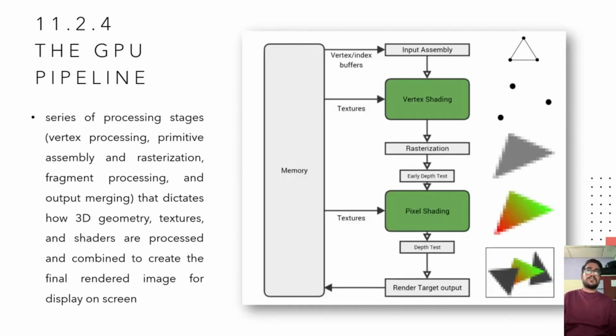Next is the GPU pipeline. This is where all the processing, assembly, and rasterization happen to create the final output of the 3D geometry and texture. Also all the shaders and everything that's being outputted by the GPU. So this is where it happens.